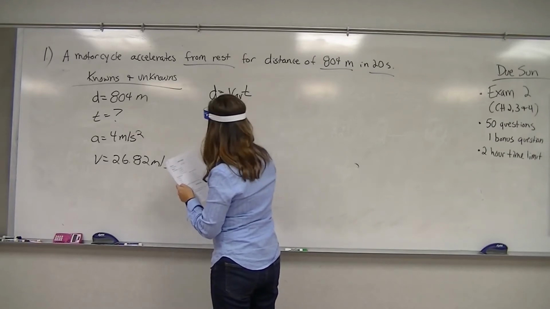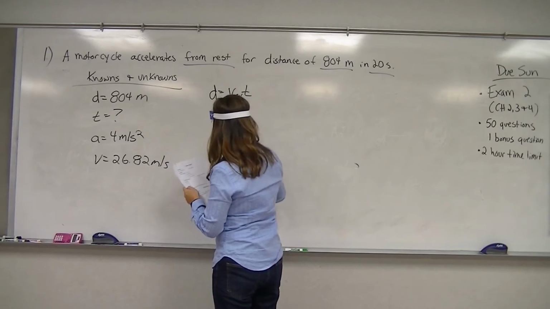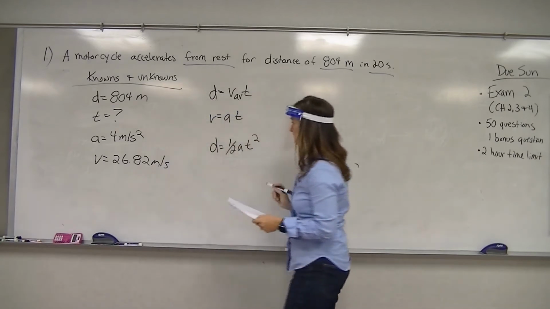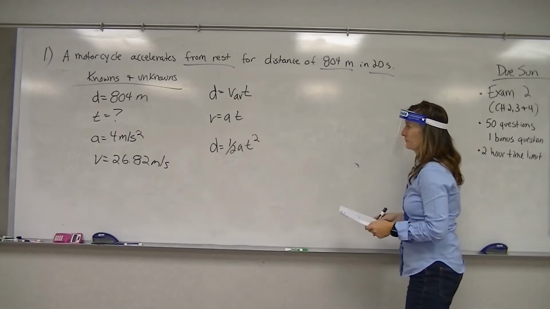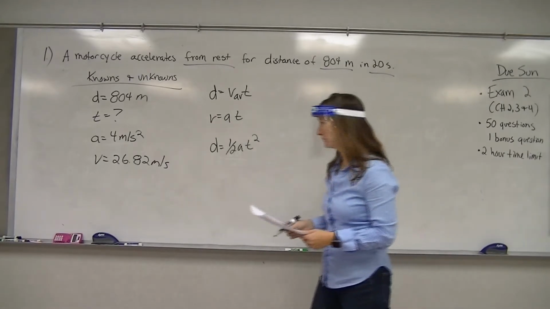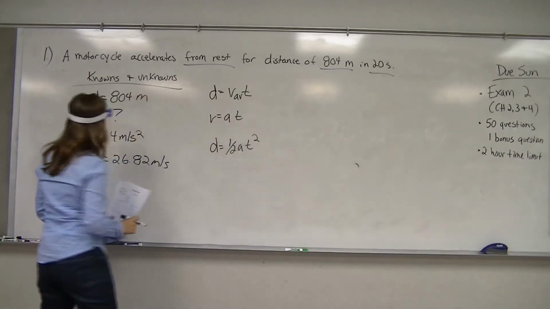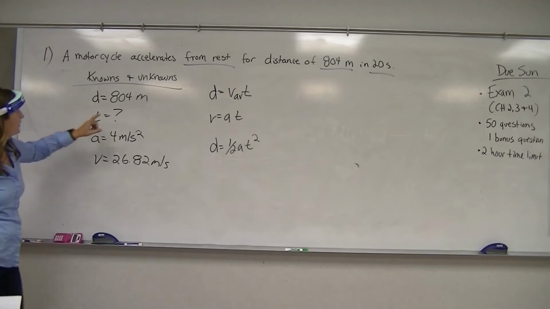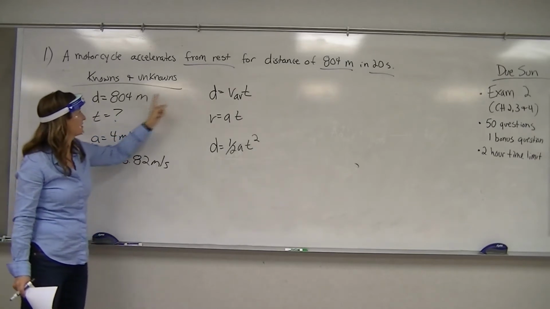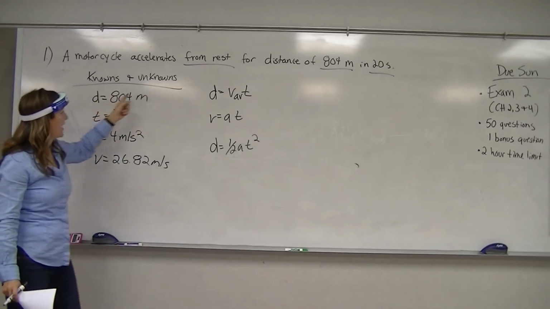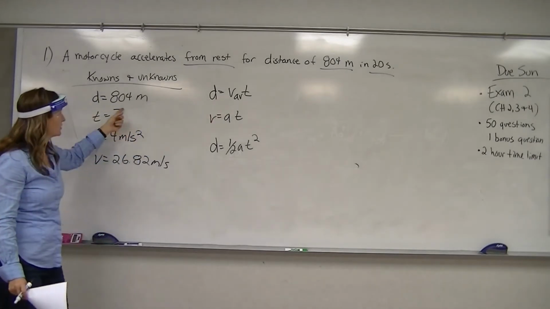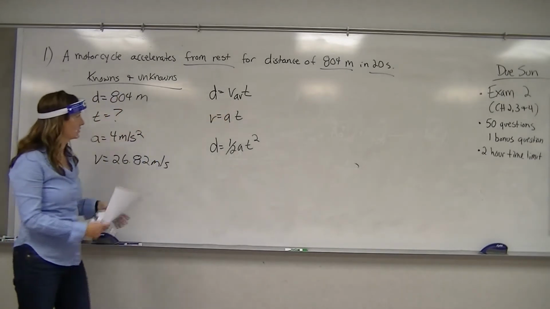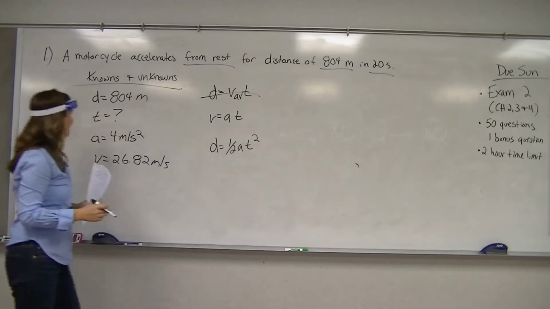That's just the rearranged version. Okay, so we have first one, distance, yes we have. Average velocity, no we don't. Time, no we don't. Get rid of that guy.